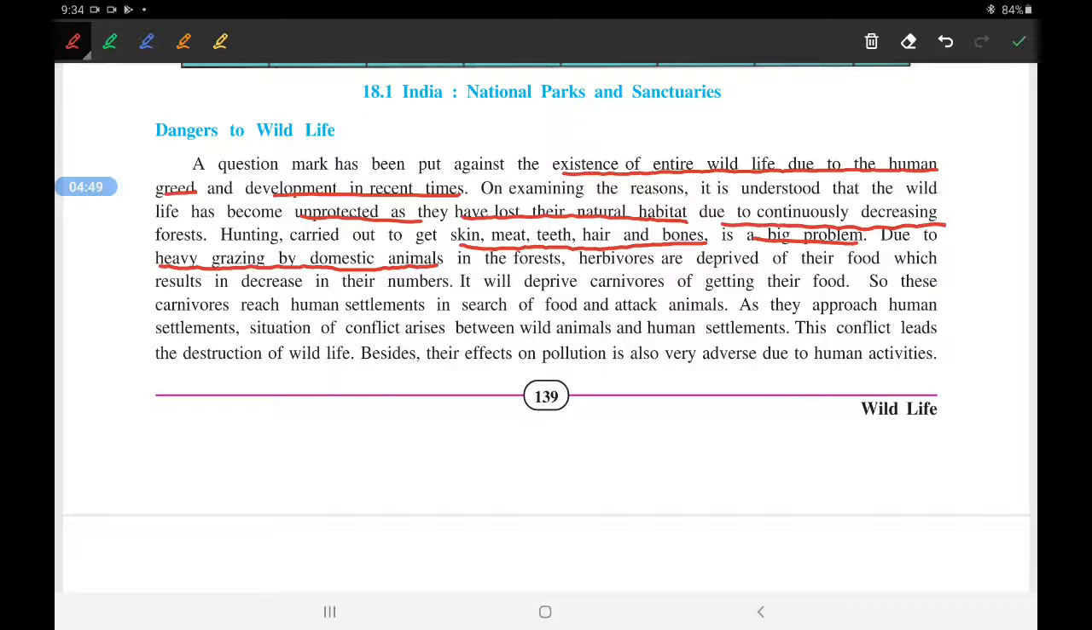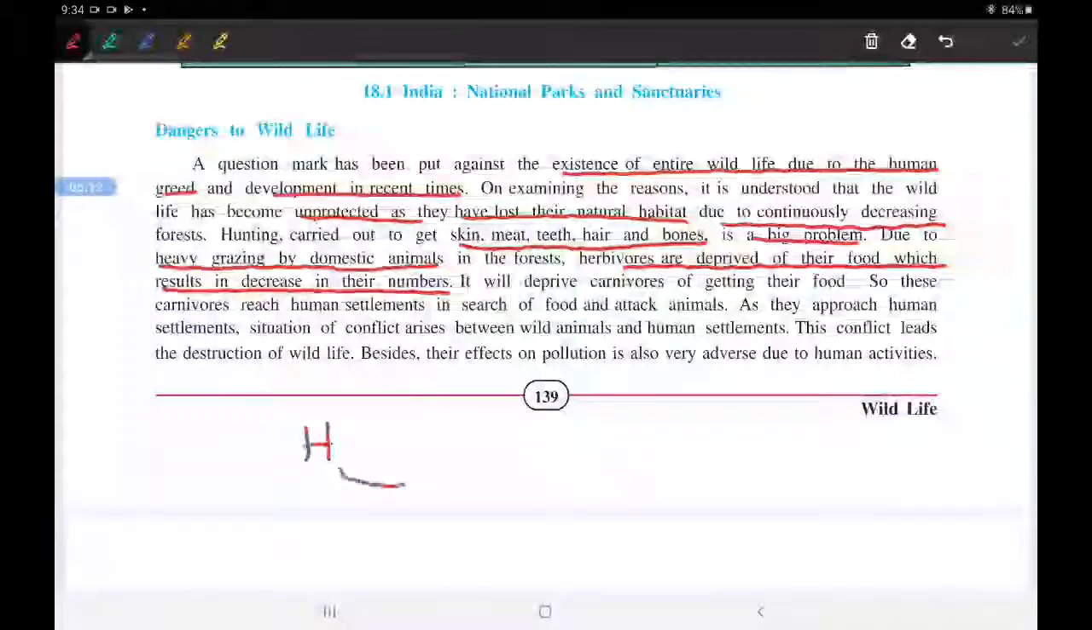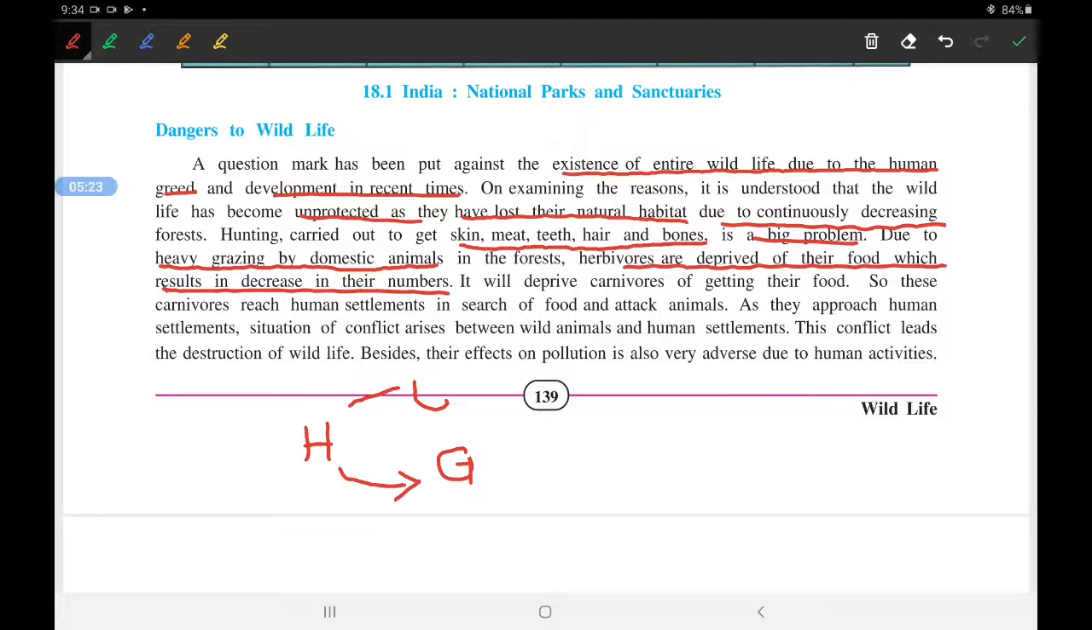In the forest, herbivores are deprived of food, which results in a decrease in their numbers. Herbivore animals like deer and other animals which eat plants and grass have this issue. It will also deprive carnivores of getting food. There is a circle, we know. Herbivores eat the green grass. As green grass becomes less, the number of herbivores will decrease. As herbivores decrease, the carnivores which eat herbivores will also have a problem. So you can see there is a connection.